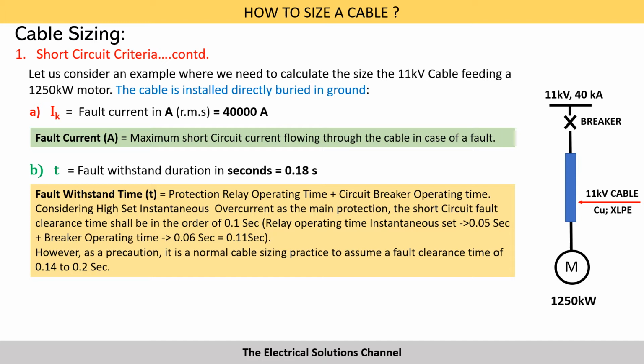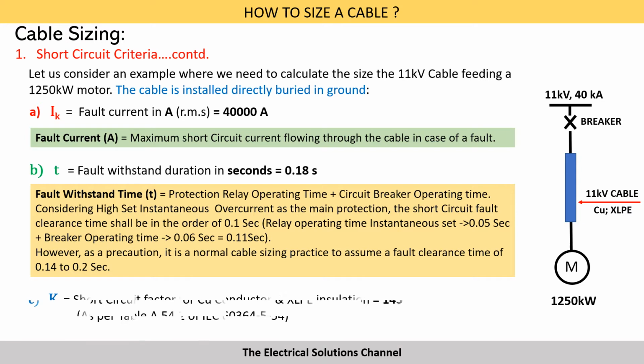Relay operating time instantaneous is generally 0.05 seconds plus breaker operating time of 0.06 seconds. So this is equal to 0.11 seconds. However, as a precaution, it is normal cable sizing practice to assume a fault clearance time of between 0.14 seconds and 0.2 seconds. In our case, we have considered it as 0.18 seconds.